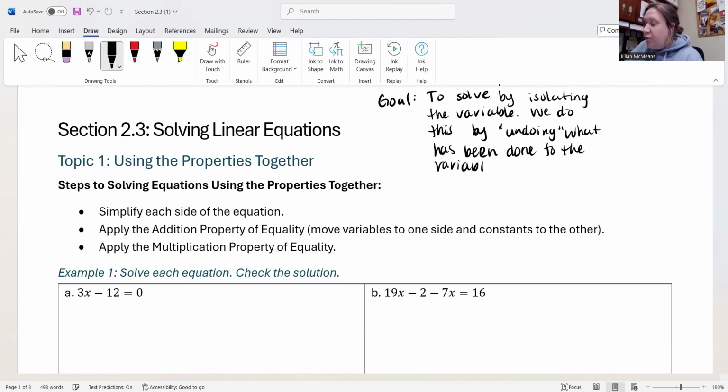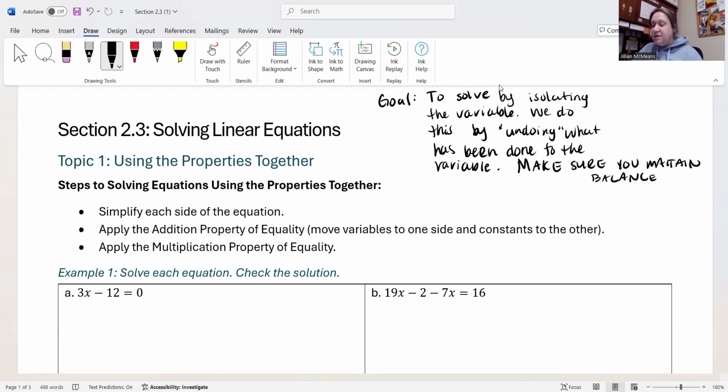And then a brief word of caution, make sure you maintain balance. So when you get an equation, it's automatically balanced. The left equals the right. And as we do these steps to undo what has happened to the variable in order to isolate it, we have to make sure we maintain balance. So if I do something to the left, I have to do that same something to the right, okay?